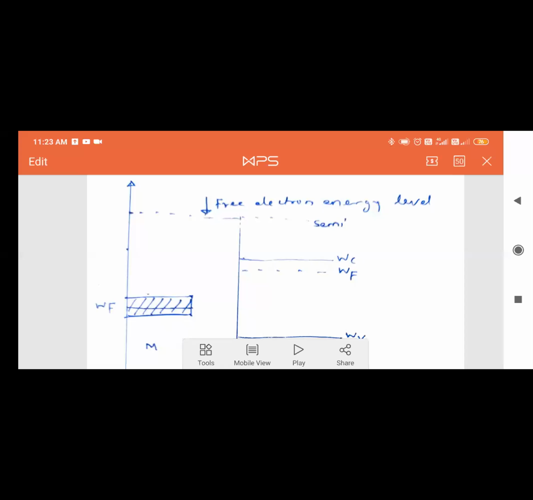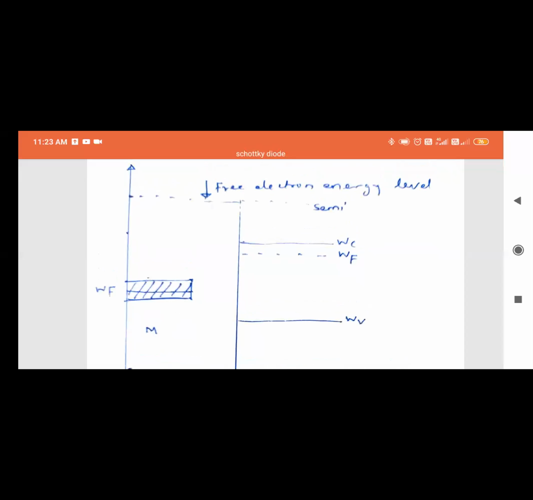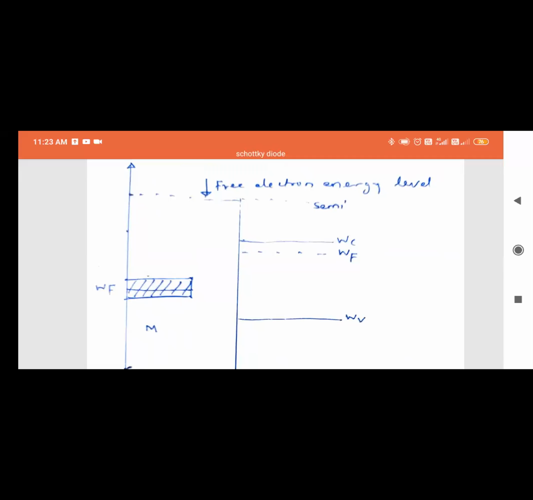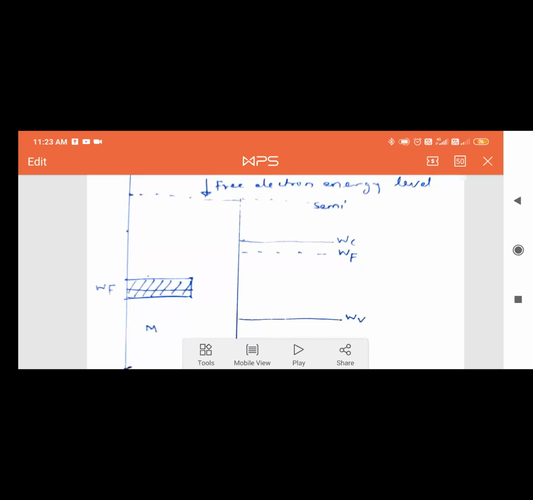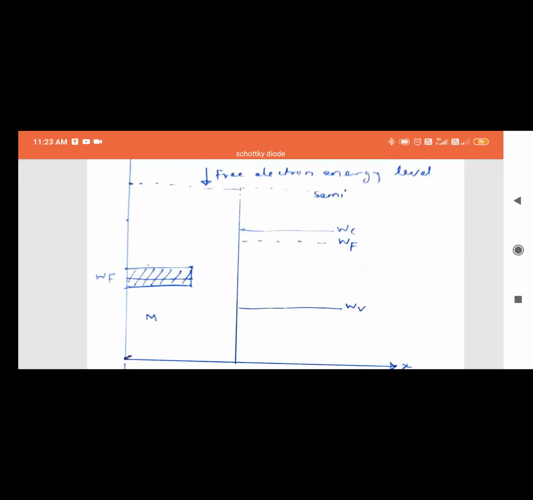So I was in whiteboard mode only. Here you can see that on the left side I have written M, and on the right-hand side, on the top, I have written semiconductor. This is nothing but the energy band diagram for the metal and the semiconductor separately.